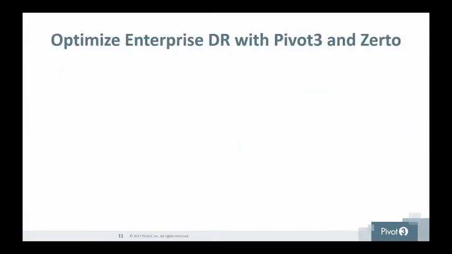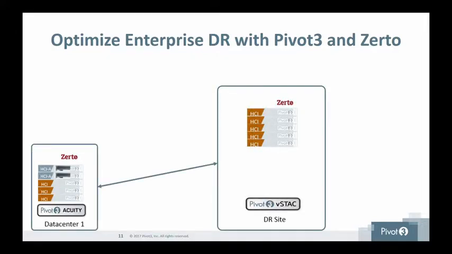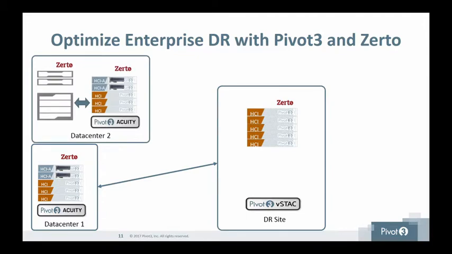So with the introduction of our new Acuity platform, we've been talking to customers about how you see Acuity and VStack interacting in your data center. Most of our customers are saying, we have multiple sites. We don't have only Pivot 3, we still have legacy hardware, and we want a platform that can interact with that legacy hardware, which is here up top.